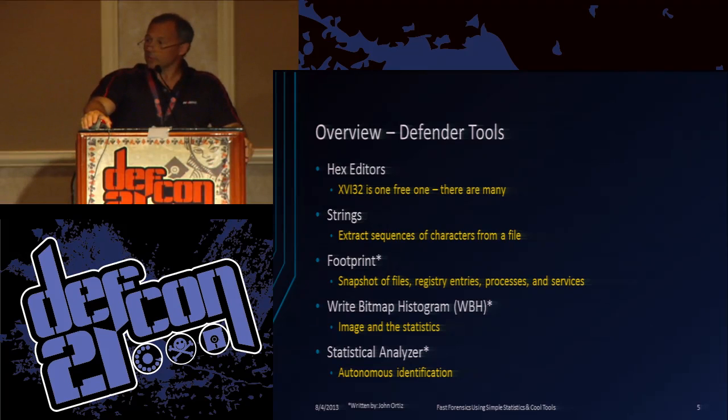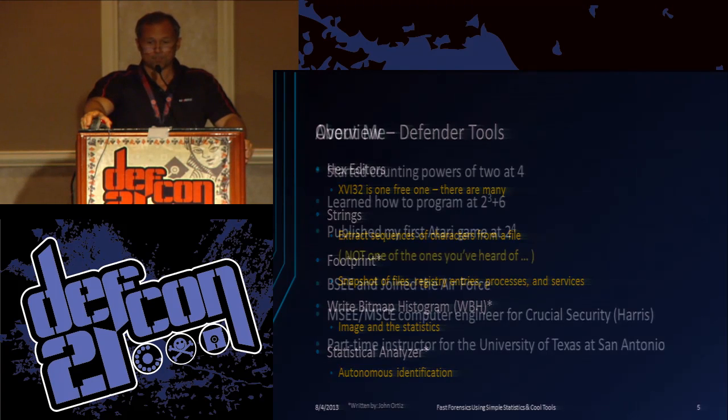Write bitmap histogram, which is a terrible title, but I can't think of anything else to call it. It takes an image of a file and also takes some basic statistics. You can learn a lot from just a few basic statistics. And then the statistical analyzer kind of combines the two and automates them. I don't have much time to talk about that one, but it's there, and if you want more information, my contact information is at the end of the presentation.